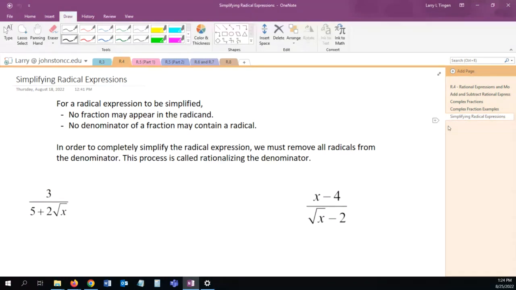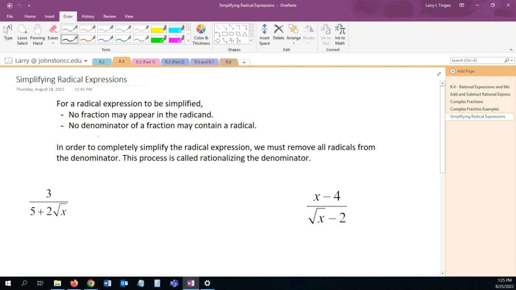Okay, last step in R4 is simplifying radical expressions. In order for a radical expression to be simplified, expression meaning that it's just one side, it's not done on an equation, it's just one side. It's a radical expression. That means that x is in there and it is trapped under a root. It doesn't have to be a square root, just any root. So I cannot have a fraction in the radicand, that's what's under the root, and I cannot have a radical in the denominator. You've heard of rationalizing the denominator?